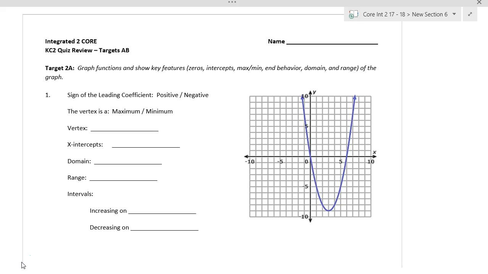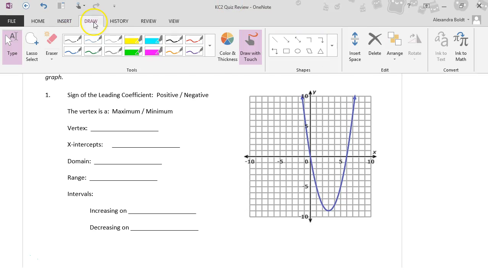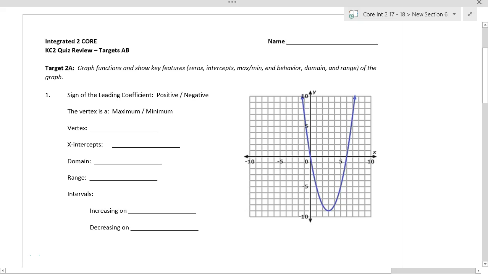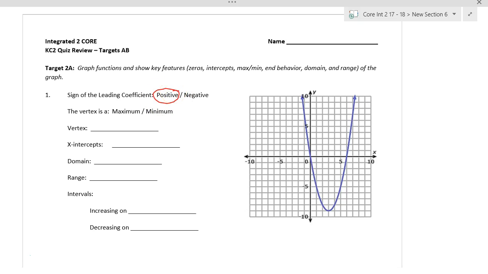So, the first thing, is the leading coefficient positive or negative? Well, this one looks like a smile. It's smiling, so therefore it's positive. Is the vertex a maximum or minimum? Well, my vertex, again, that middle point is down here, that very lowest point, so therefore it is a minimum.